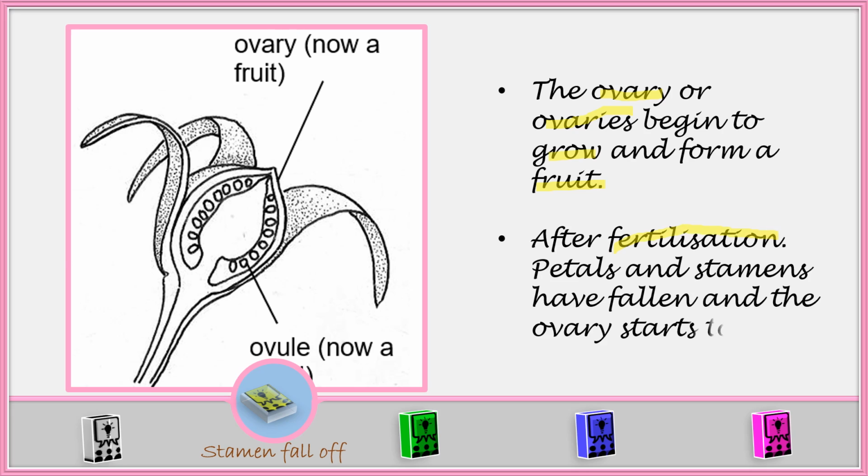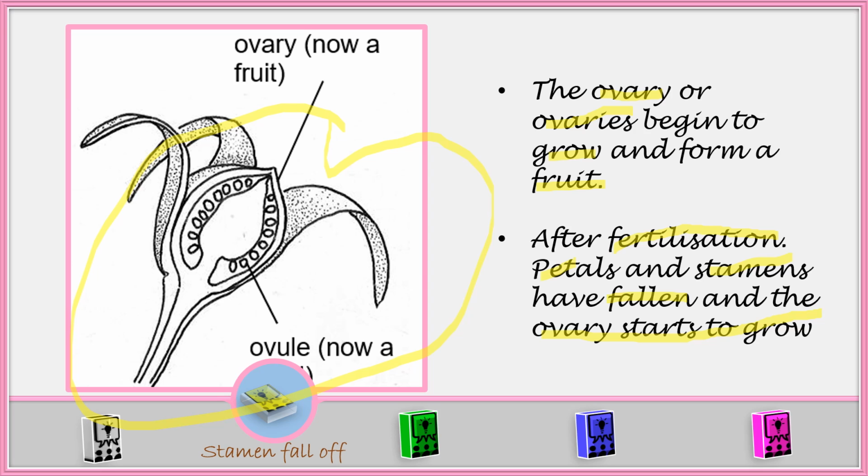After fertilization, the petals, stamen, and pollen fall off, and the ovary starts to grow. So immediately after fertilization, the petals and the stamen are going to fall off. The stigma is the same as the style. All those are going to break off, and we shall remain with the ovary, which is now turning into a fruit.